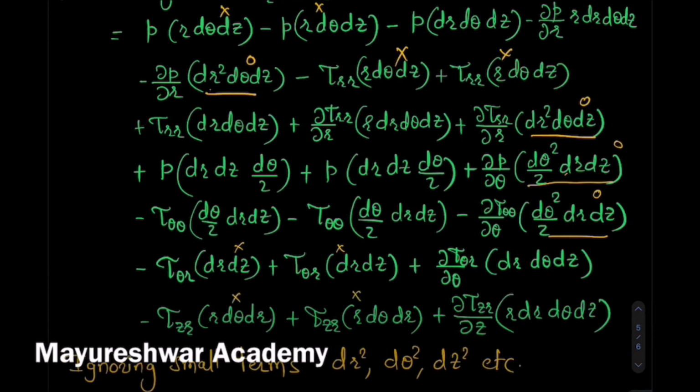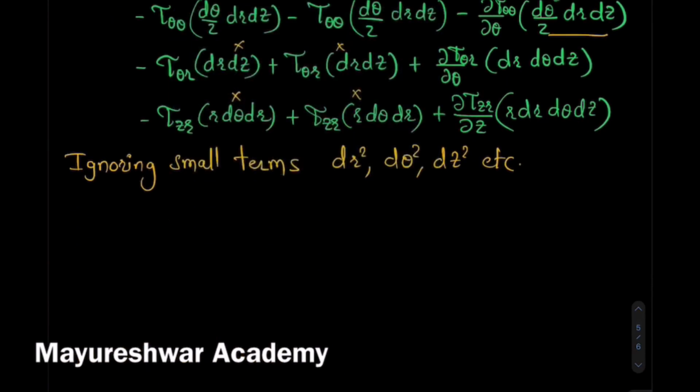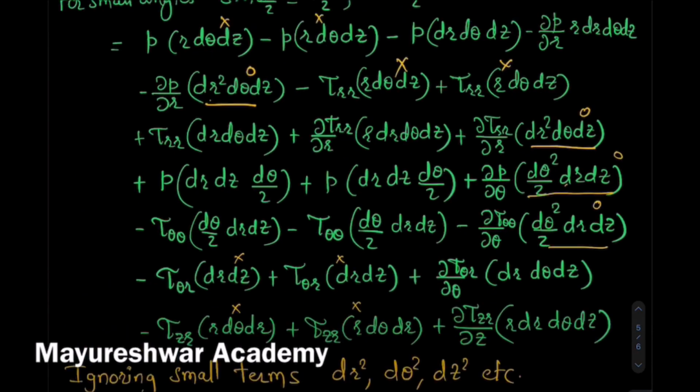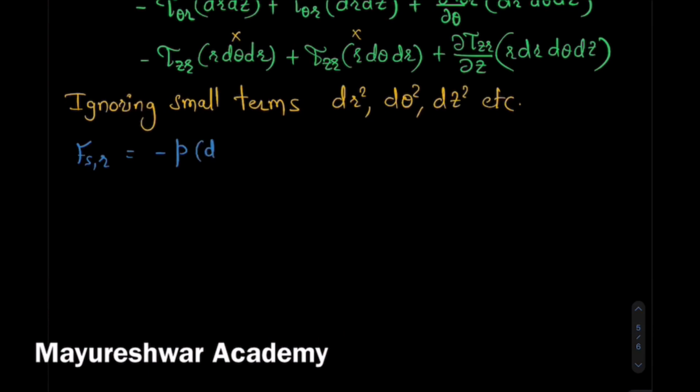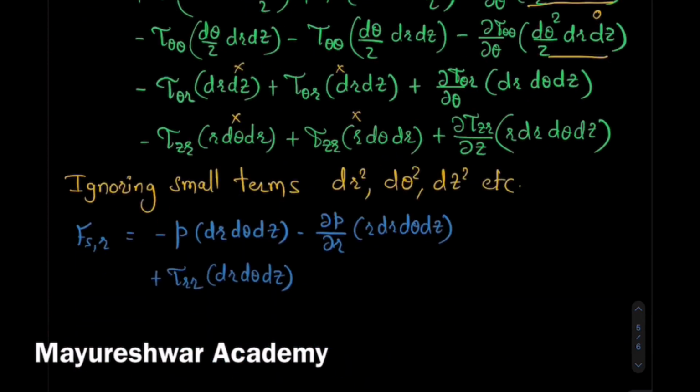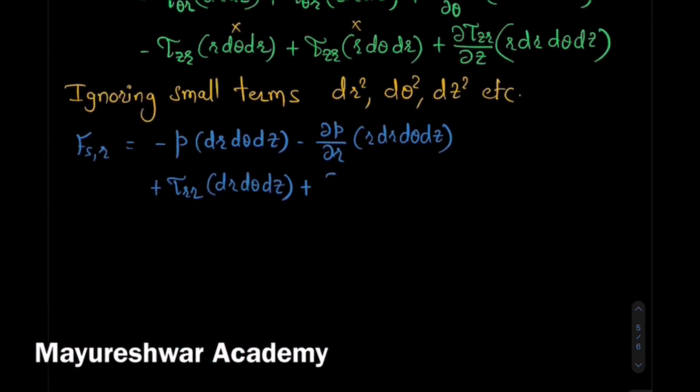So these two terms will cancel out. Then we have these two terms which will cancel out. So all remaining terms we need to sum up. So that is FSR, surface force along r direction, is negative P into dr d theta dz minus its rate of change along r direction into r d theta, r dr d theta dz, plus a normal stress component which is tau rr into dr d theta dz, plus its rate of change along r direction multiplied by r d theta dr and dz.